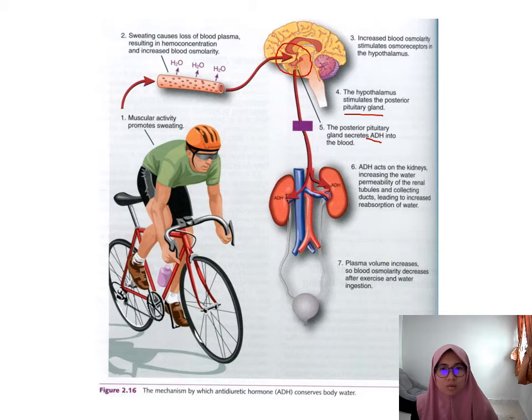So ADH is produced into the blood, and it goes to the kidneys. Dia akan bertindak ke atas kidneys. So apa yang dia buat? Kidneys ni dia akan increase the water permeability of the renal tubules and collecting ducts. So it increases reabsorption of water, penyerapan semula air. Sebab badan kita dah kurang air, so dia akan membuat penyerapan semula di kidneys. So when this happens, the plasma volume increases, so blood osmolarity also decreases after exercise, and with water ingestion, you kena minum balik air tu.